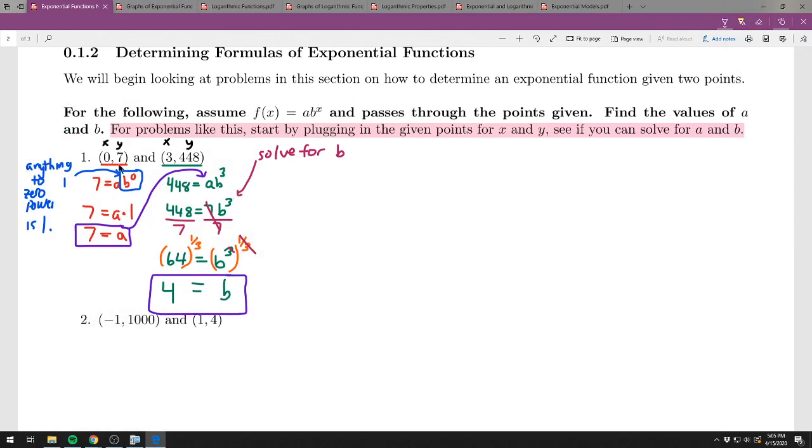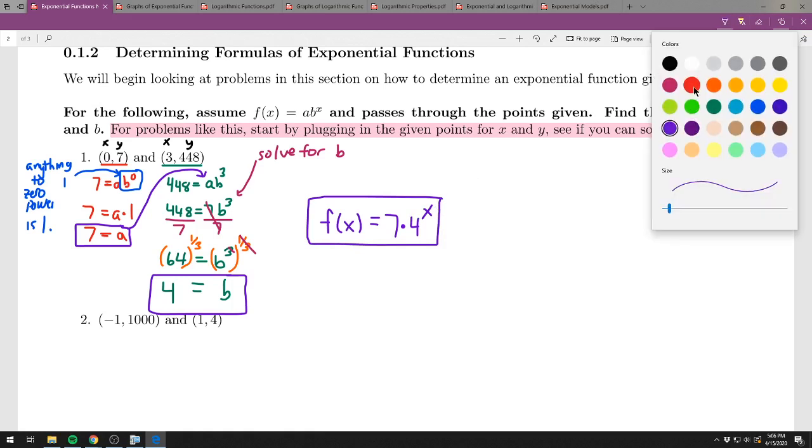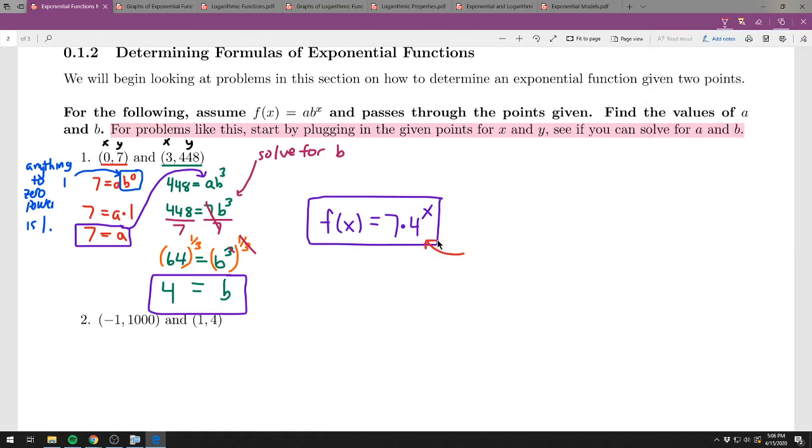Now, as far as this question goes, that's what it asked for. It asked for a and b. I think it's worth just writing what the function would be, plugging it in. That's what we're going to have to do in the next part anyway with the word problems. If you plug this in, we get f of x equals a times b to the x power. We have 7 times 4 to the x power. This is it. This is simplified. You cannot combine the 7 and the 4 because 7's raised to the 1 power, 4 is raised to the x power. They are raised to different powers. This is simplified. You cannot combine the 7 and the 4.